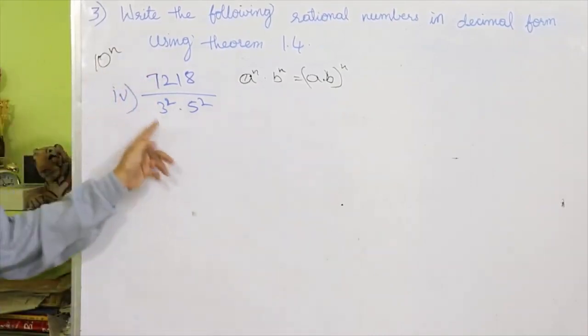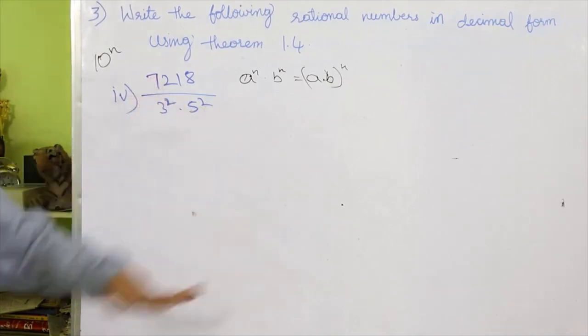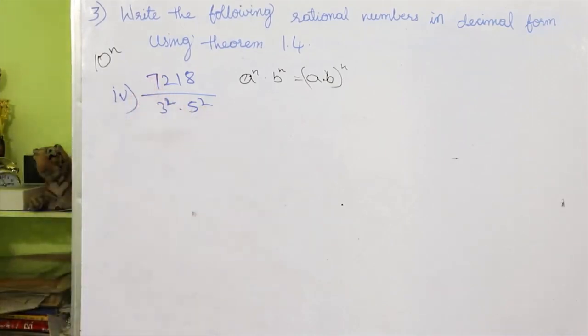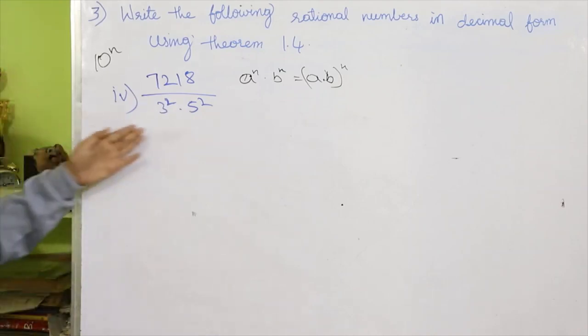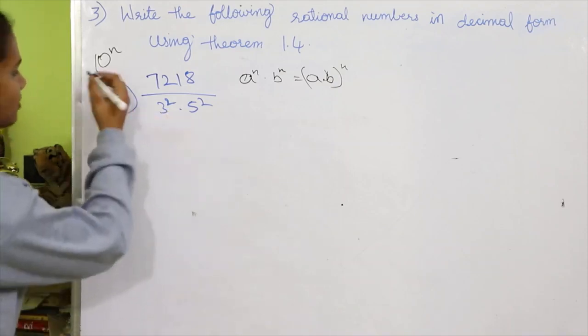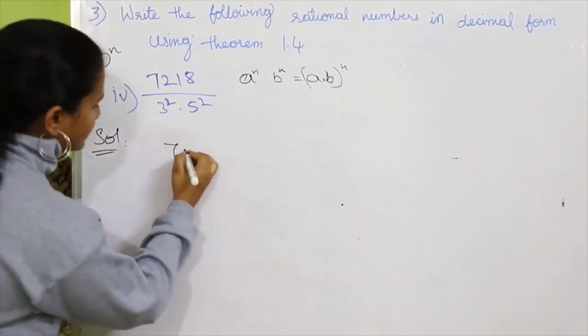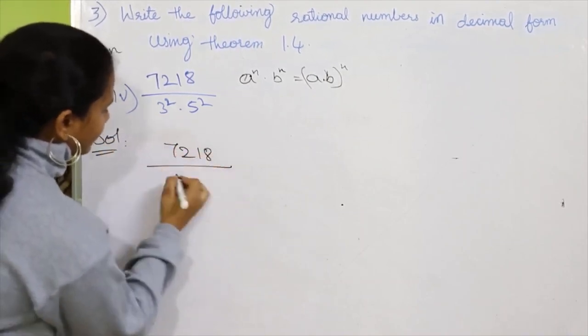If it's 2 square, I can easily convert this into 10 power 2, or 10 square. But here they have given 3 square into 5 square, right? So I need to convert this into 10 power n. So what do I do? Solution over here. The given one is 7218 by 3 square.